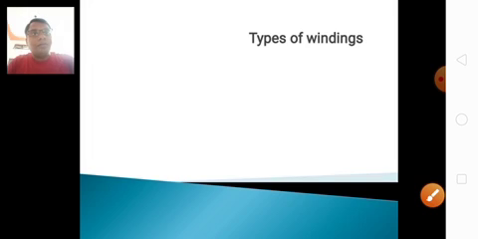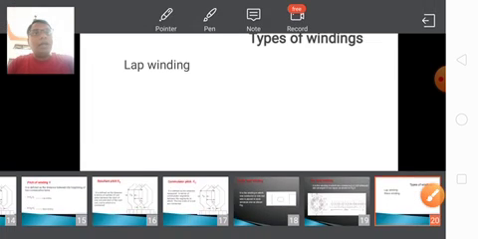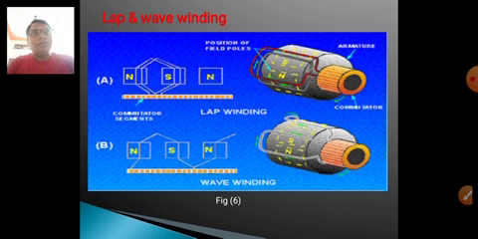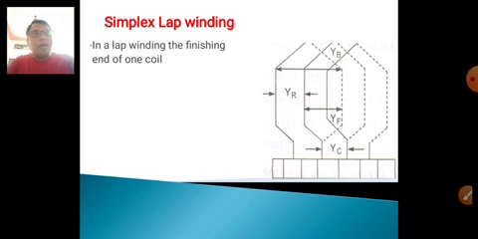winding. Types of windings: lap winding and wave winding. Here lap means the connection is overlapped with another coil. Here one coil is connected to another pole, so that is known as wave winding. Here it is lap winding.